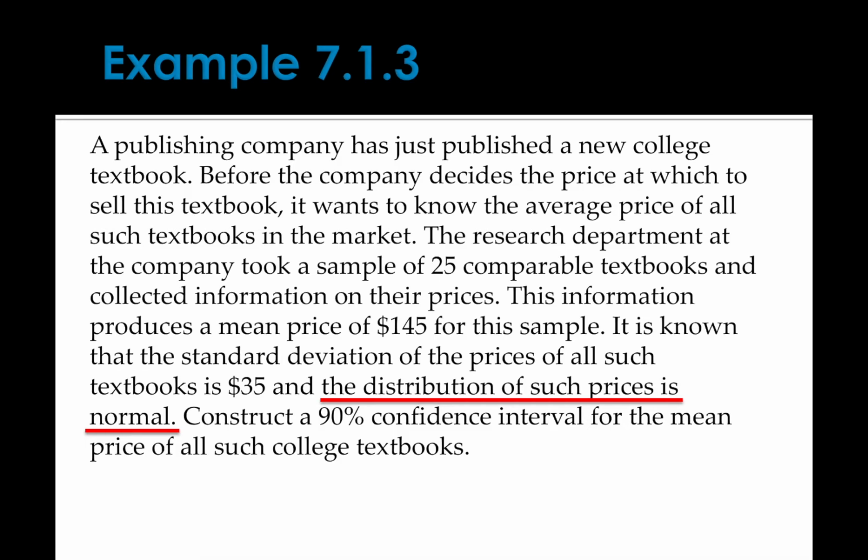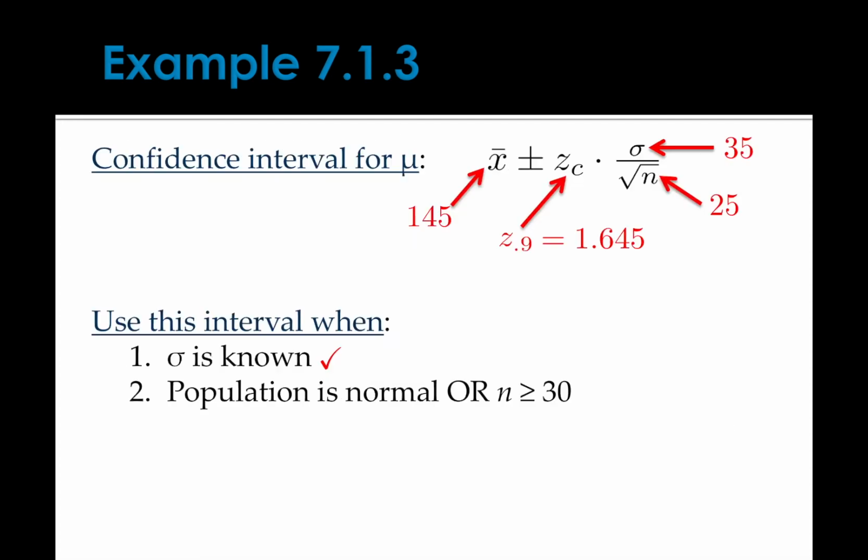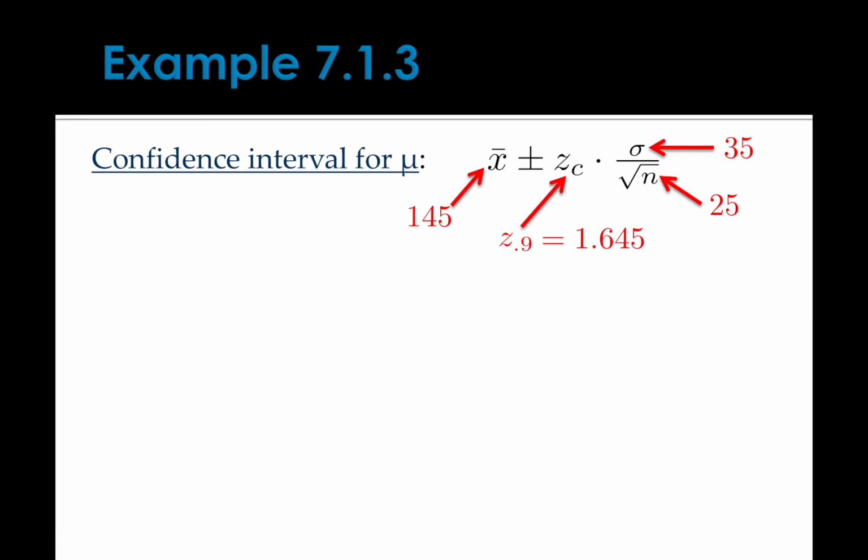Again, I mentioned in class that deciding whether something is normally distributed or not is something that's beyond the scope of this course. There are other courses where you learn about how to tell whether data is normal. So I'm just going to have to tell you, if you need normality, just look in the problem and it should be there. So we know that the population is normal, so we don't care how big our sample size is. Now we're ready to plug into the formula.